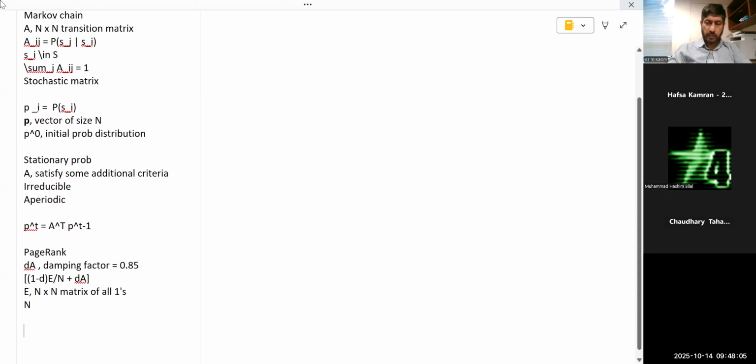So now the final page rank का जो फॉर्मूला है वो ये है. P^t equals ((1 minus d) E divided by n plus d A) transpose times P^(t minus 1). So this is the formula that you apply repeatedly until P converges, and the converged P is then called the page rank. And this is the stationary probability of the Markov chain. ठीक है?